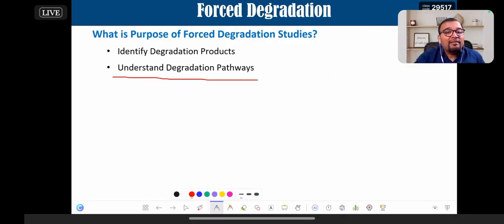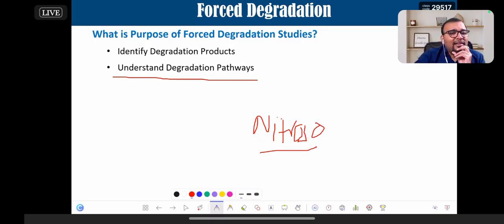Understand degradation pathways. So how does salicylic acid get formed? Is it hydrolysis, oxidation? How does the nitroso impurity get formed? Is it because of photolytic degradation or is it because of thermal degradation? Now, what is the benefit once you identify the pathways?